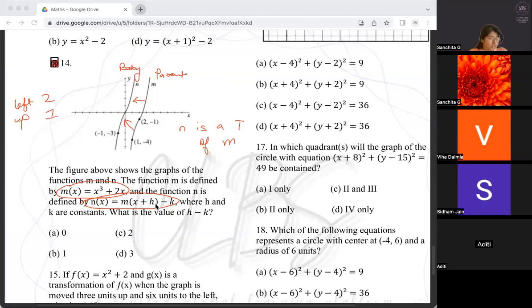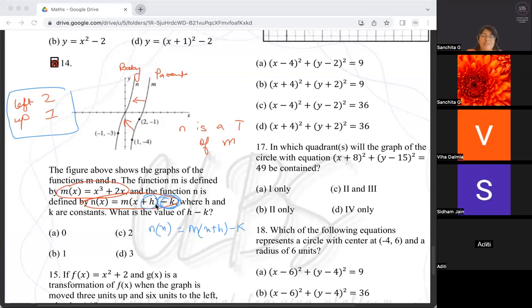Now from this equation also, I can notice what K is. Over here, K is down, and H is left or right? X plus H, left or right? Left. So we have this set: left 2 units and up 1 unit. Now I have this equation. Let's write it down again. I'm rewriting the equation in the question: m(x + h) - k, just copying from the question itself.